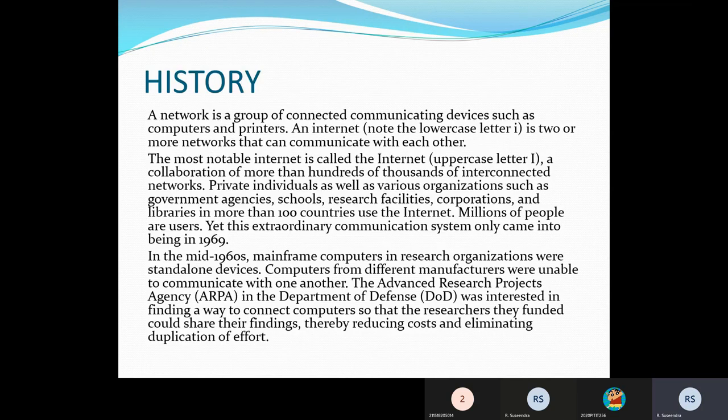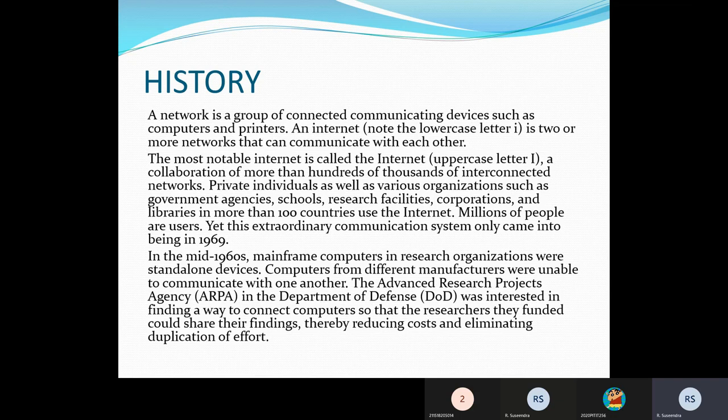In the mid-1960s, the mainframe computers in research organizations were standalone devices. Computers from different manufacturers were unable to communicate with one another. So in the mid-1960s, the first computer, called the mainframe computer, was a standalone device, which means a single device was being used.